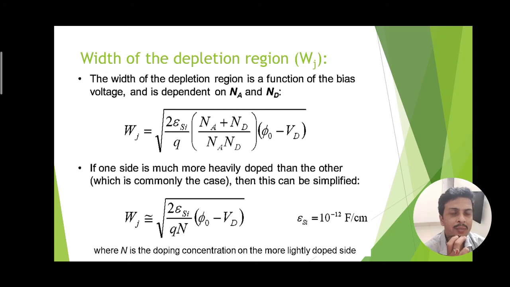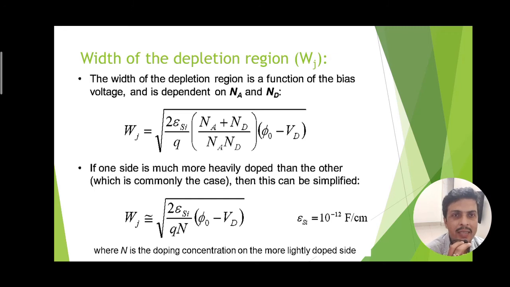Now here is an important mathematical equation for the width of the depletion region. As it is showing, epsilon Si is the electrical permittivity for silicon. For the germanium semiconductor, we can replace this with epsilon Ge. The standard value of epsilon Si is 10 to the power minus 12 farad per meter.